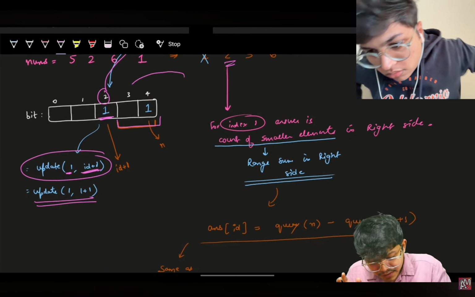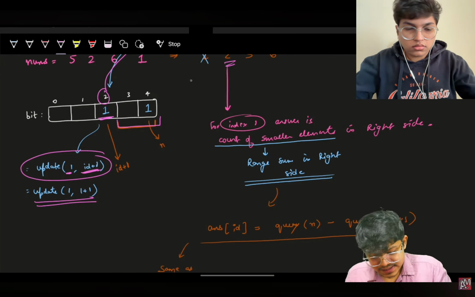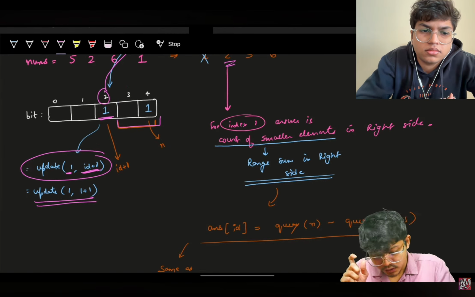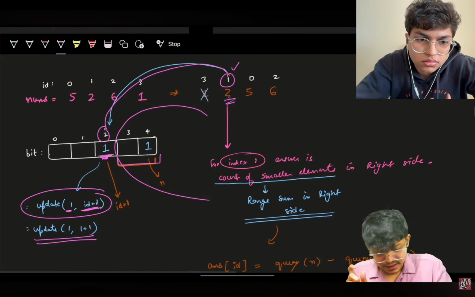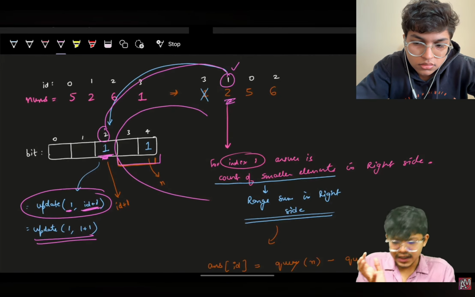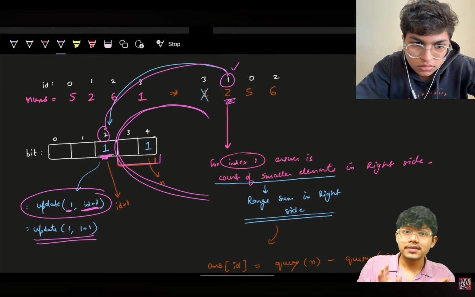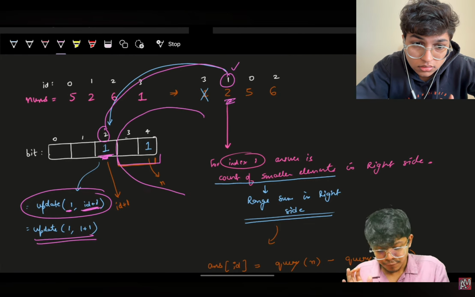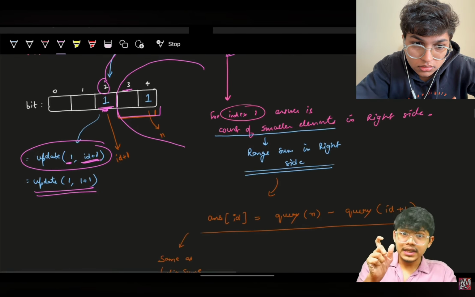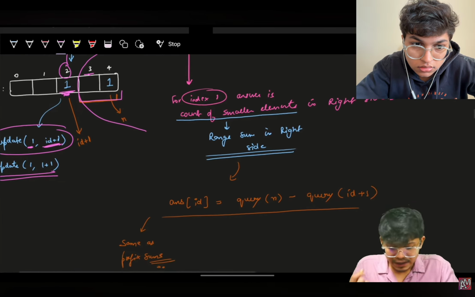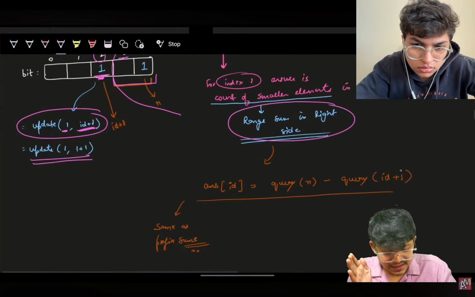So whatsoever count, if I go and find right now, the sum of count in the right side of this specific thing, then I will easily find out how many elements were smaller than me in the right side. I'll simply say, bro, give me the range sum from index 3 up till the super end. Your binary index tree or Fenwick tree will give you a range sum from index I plus 1 to index n.